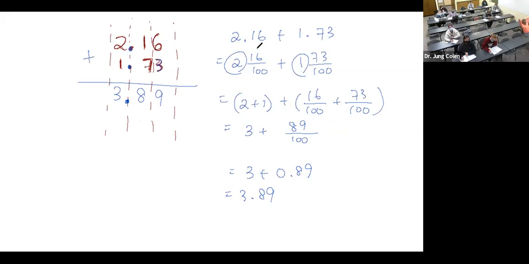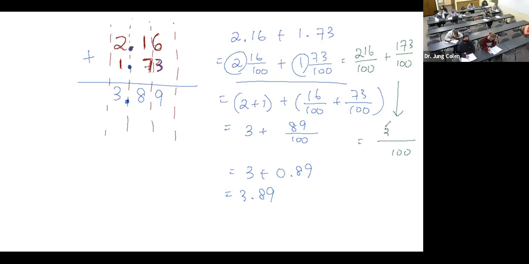Changing 2 and 16/100, you can write it this way, or you can also write it as 216/100 and 173/100 as well, right? So you can just add these two together here. That's the same denominator, so we can just add 216 and 173. So I have 389/100, which is 3.89. You can do it either way.